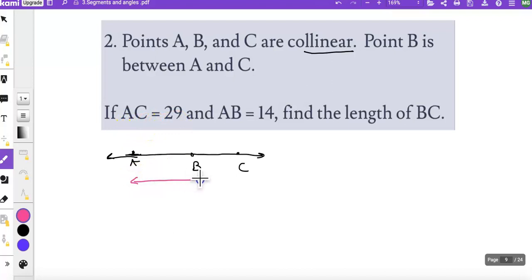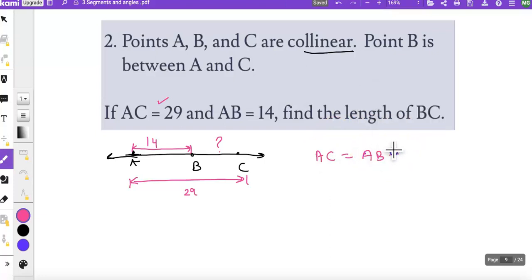So this is saying AC is what? 29 over here. What else have we been given? Check. Use all the information. AB is 14, so they gave us the information. AB is 14, and we have to find the length of BC. It is a similar problem to the one we did earlier, but make sure you write it over here. AC is equal to what?